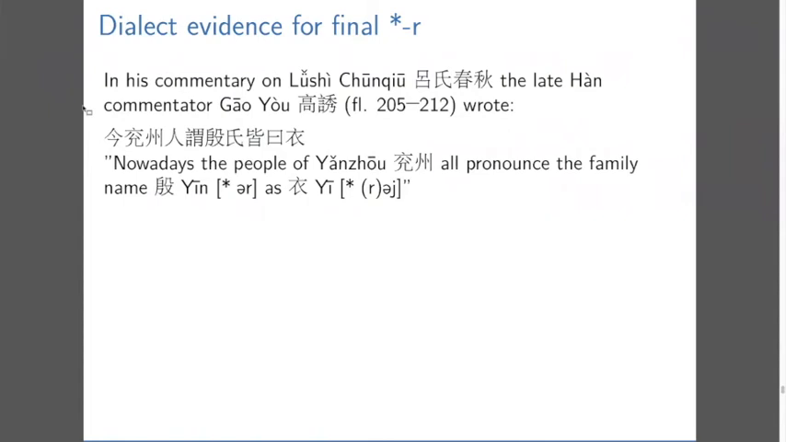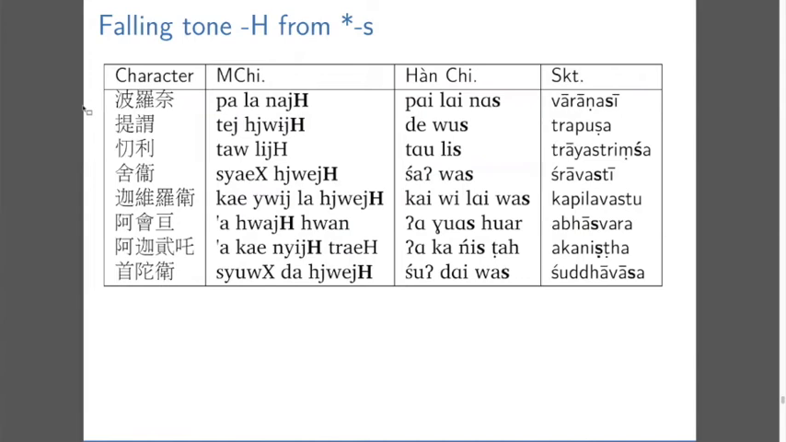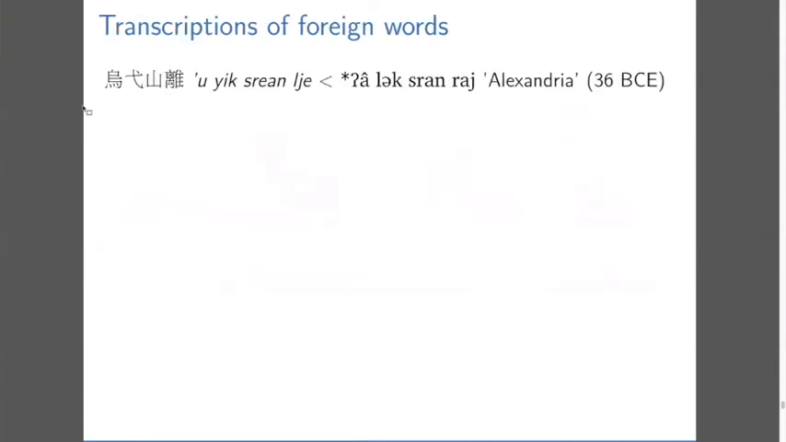And transcriptions of loan words, I'm not going to go through this in detail, but I'll just point out these are Middle Chinese, Han Chinese, Sanskrit, and you see that you get in Middle Chinese capital H's where you have an S in Sanskrit, and that's quite good evidence, I think, that these were actually pronounced as S's at this point.